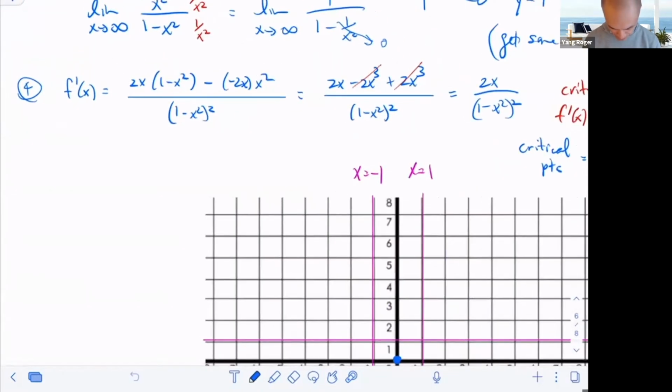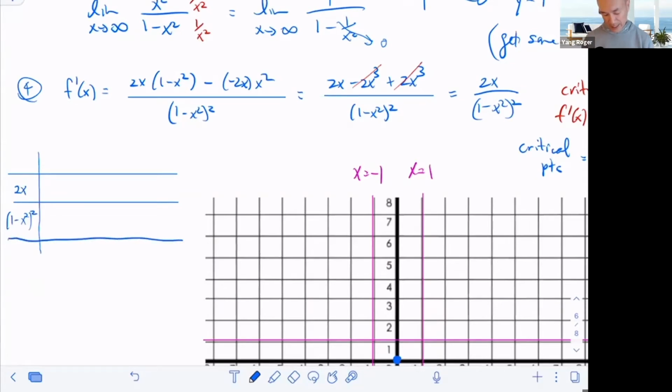Let me try to do this in a way you can read. Along the first column, I'm going to put each of my factors. The first factor is 2x, and the second factor is 1 minus x squared, squared. Those are the two factors that I worry about. When I multiply those signs together, that gives me the sign of f prime, which is my goal, so I put f prime at the bottom.